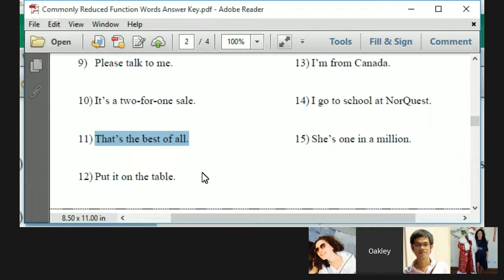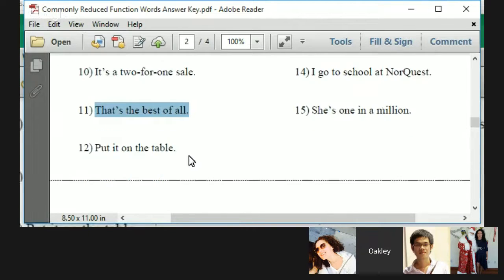Number 11. That's the best of all. Yeah. There's actually not a whole lot that you can reduce here. The is the, that, and that's, of is the of. That's the best of all. You've got to pronounce the V in of to connect it with the A in all. That's the best of all. That's the best of all. Of all. Nothing's really getting reduced there.